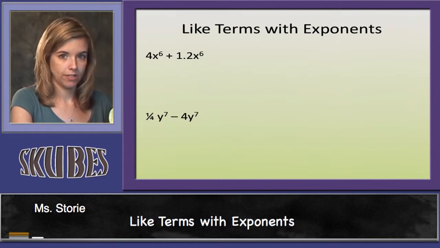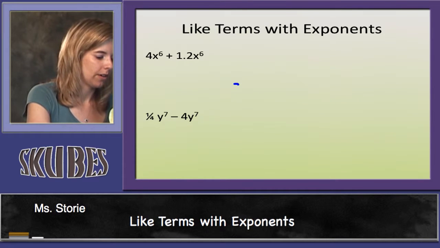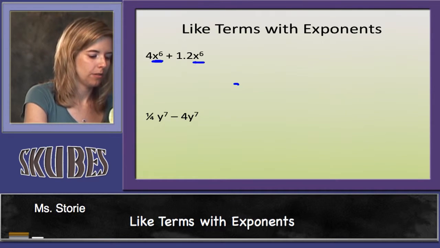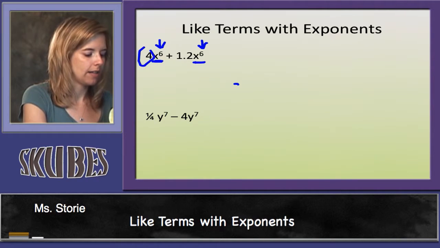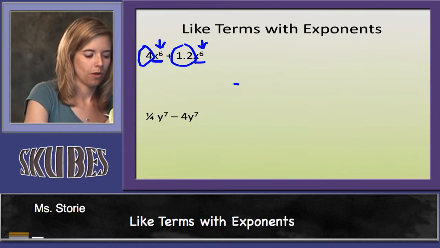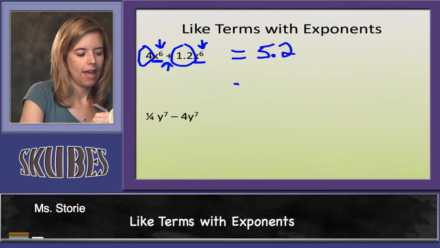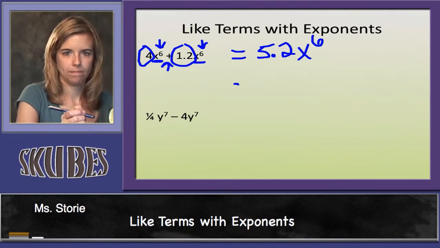So take a look. First thing, are they like or unlike terms? You've got a variable x and another variable x. Looks good so far. Your exponents are both 6's. That means they're like terms, so you can actually add them. Now what you're going to add is only the 4 and the 1.2. So 4 plus 1.2, this is going to equal 5.2. And don't change your variable or your exponent. They stay exactly the same.